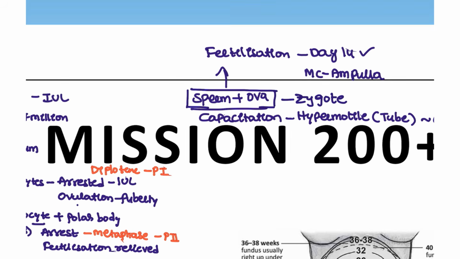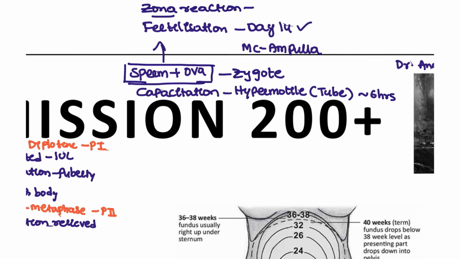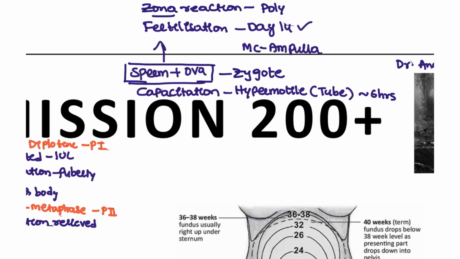And here there is a question that is asked: what is the zona reaction? The zona reaction is when the zona pellucida, which covers the entire ovum, prevents polyspermy. It allows only one sperm to enter. So that is one important point that you have to remember. That is the zona reaction.